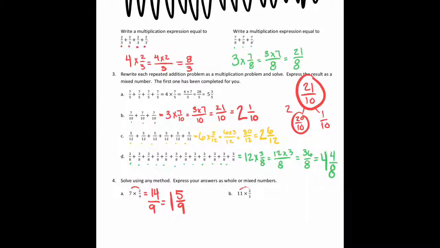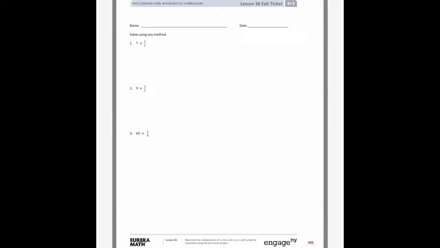Okay, B, 11 times 2 is 22. So I'll get 22/3. 3 goes into 22 7 times with 1 left over, so I'll have 7 1/3. Okay, let's move on to the next section.